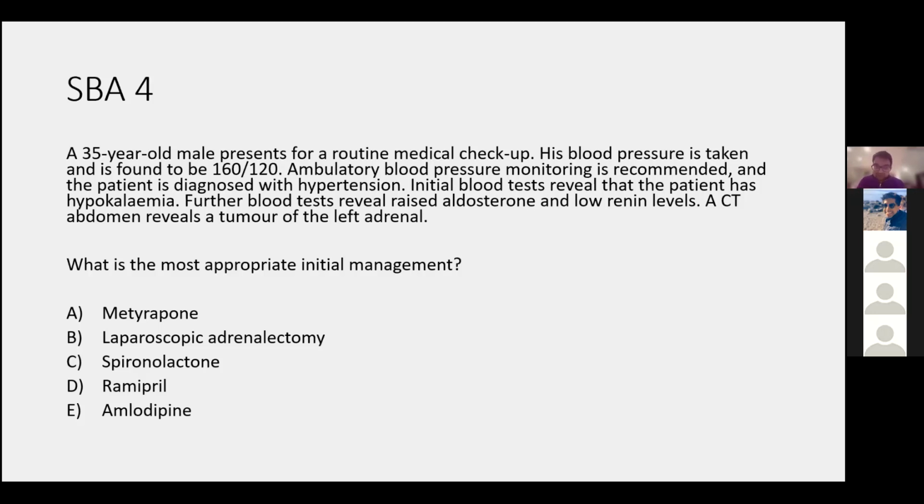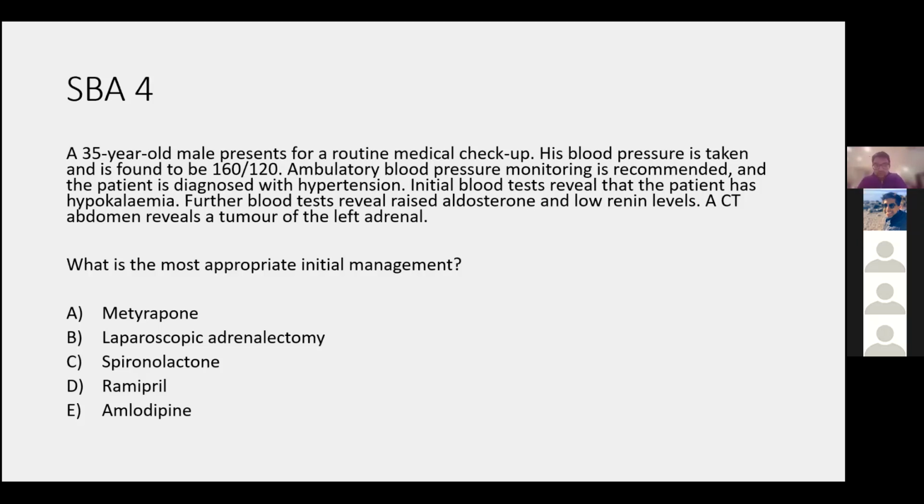So this patient has Conn syndrome. So they have primary hyperaldosteronism, so they have a raised aldosterone, and this has suppressed their renin levels. And you can say this is Conn's because this is a unilateral tumor from the left adrenal only. And it's causing them to become hypertensive and hypokalemic.